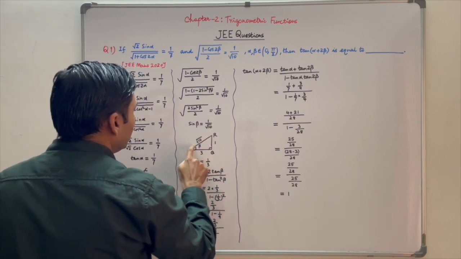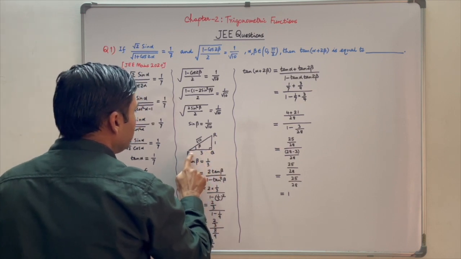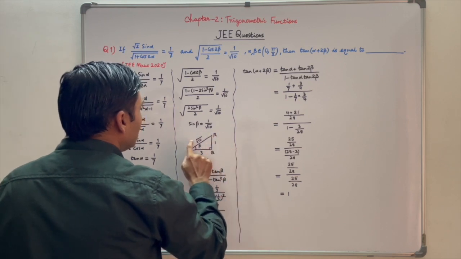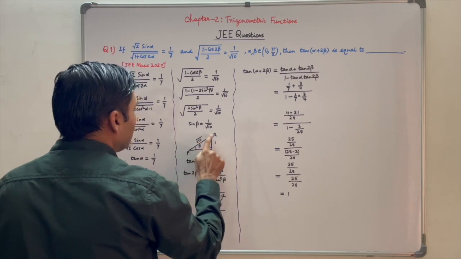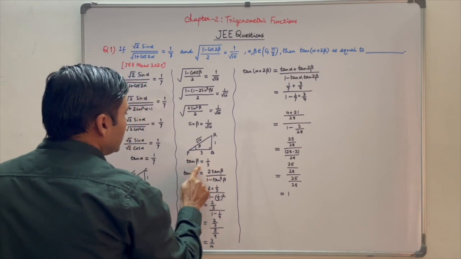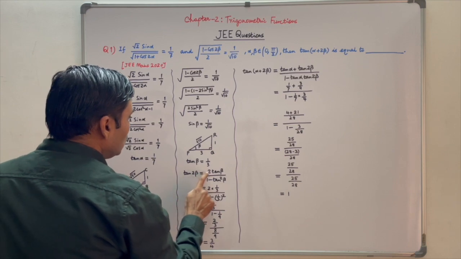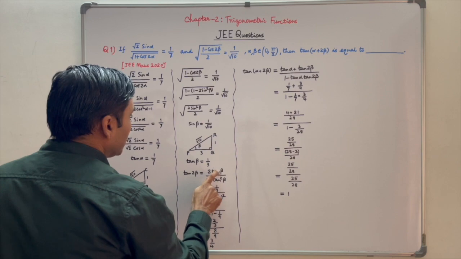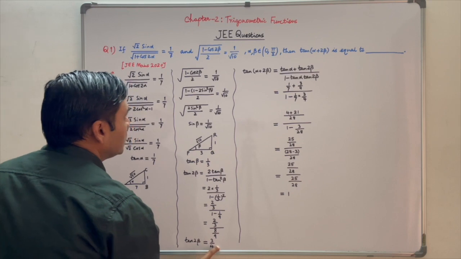Make a right angle triangle PQR, in which angle Q is 90 degrees and angle P is equal to beta. QR is equal to 1 and PR is equal to under root 10, so that sin beta is equal to 1 upon root 10. Applying Pythagoras theorem, PQ is equal to 3. Tan beta is equal to 1 by 3. Now tan 2 beta is equal to 2 tan beta upon 1 minus tan square beta. Putting the value of tan beta as 1 by 3, tan 2 beta comes as 3 by 4.